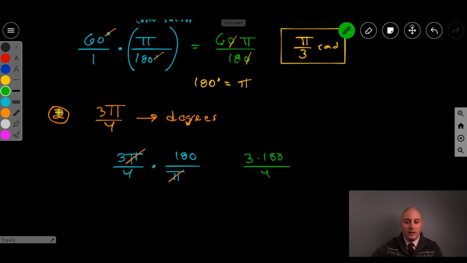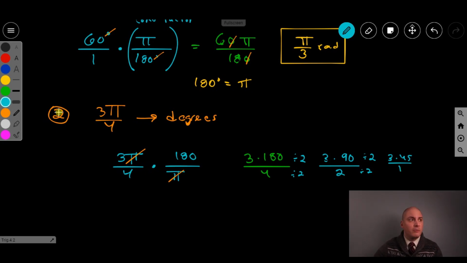Now, I could simplify this a little bit. You've got 3 times 180 over 4, so maybe I could cut the 180 and the 4 down. Let's do it by 2's first. I'm going to divide by 2, divide by 2. So I get 3, and then 180 divided by 2 is 90, over 2. Then the 90 and the 2, I could divide by 2 yet again, because they're both even numbers. So 3 times 45 over 1.